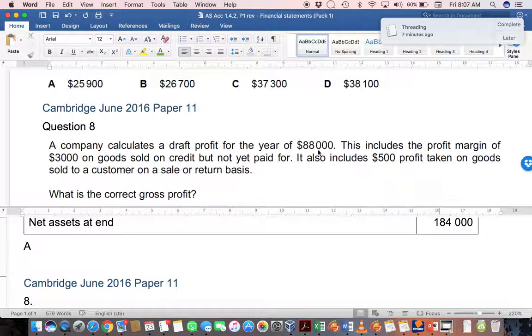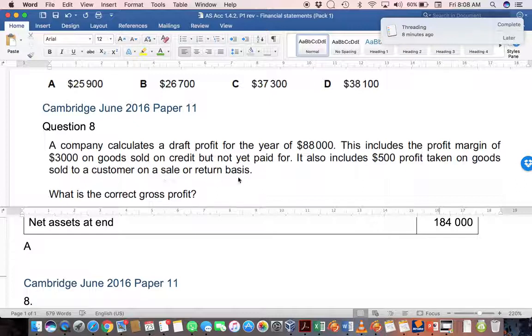A company calculates a draft profit for the year of $88,000. This includes the profit margin of $3,000 on goods sold on credit, but not yet paid for. Well, the fact that we have actually sold them but haven't received the cash doesn't mean that we're not going to get the money. It just means the cash hasn't changed hands, but the transaction has taken place. And so therefore, this should be part of that profit. There's no problem there. However, it also includes $500 profit taken on goods that were sold to a customer on a sale or return basis.